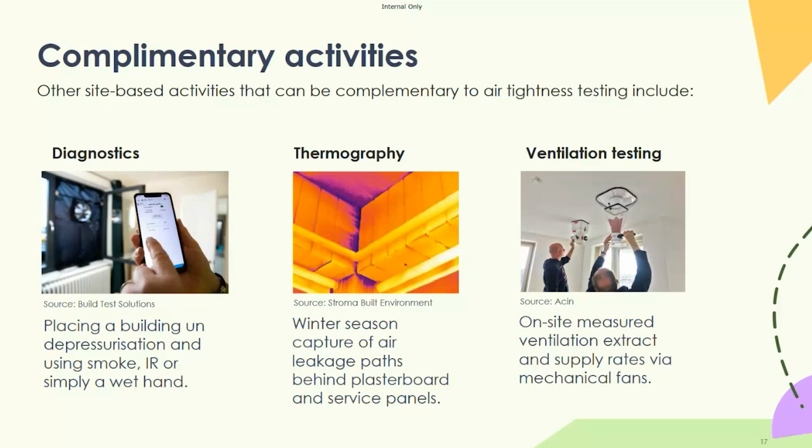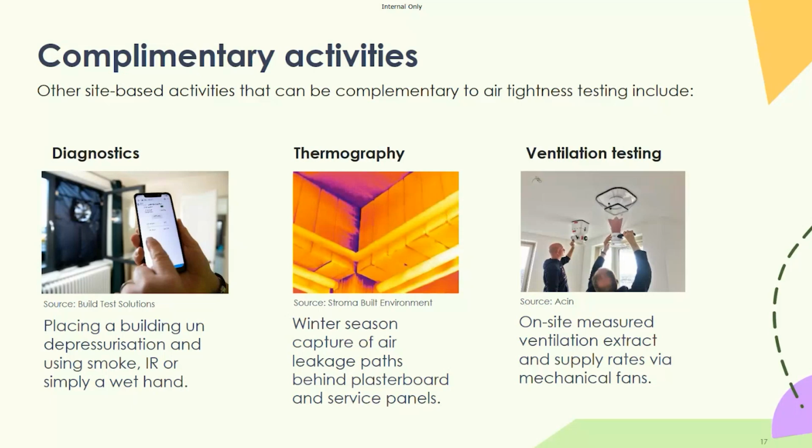With a depressurization on the building, you could then use a thermal imaging camera and start to visualize, particularly in winter, that passage of cold air, maybe behind plasterboards or in ceiling voids, that wouldn't otherwise be visible. Equally, using a smoke pen or just the back of a hand, you can feel that air movement with adequate depressurization on the building.